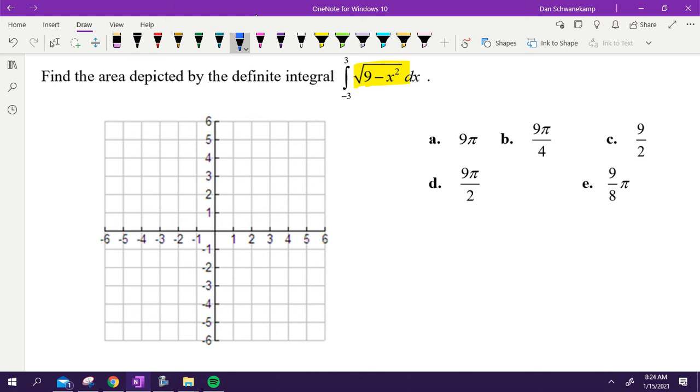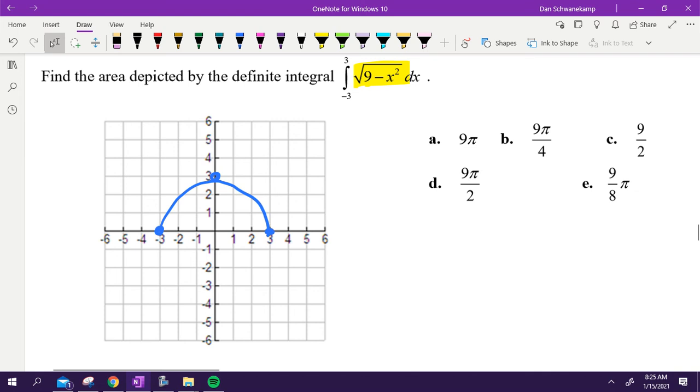What do you think the radius of that semicircle is going to be? 3, because we're taking the square root of that. So it is 3. And so this is the shape that's being depicted. You're finding the area from -3 to 3. Give me an answer, A, B, C, D, or E.